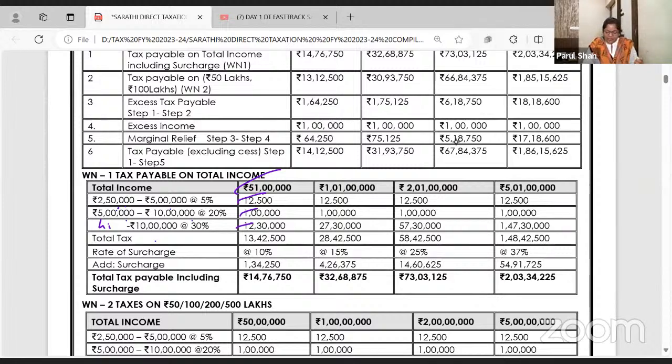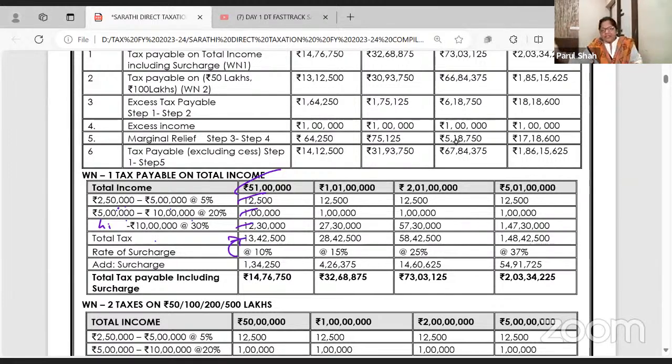13 lakh 42,500. And what's the rate of surcharge? Because you are an individual and your income exceeded 50 lakhs, you have to pay 10% surcharge. 50 lakhs to 1 crore, I'm making you learn now, 10%. 1 crore to 2 crore, 15%. 2 crore to 5 crore, 25%. 5 crore and above, 37%.